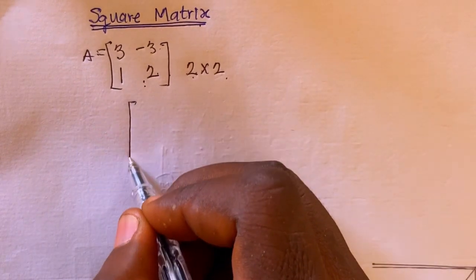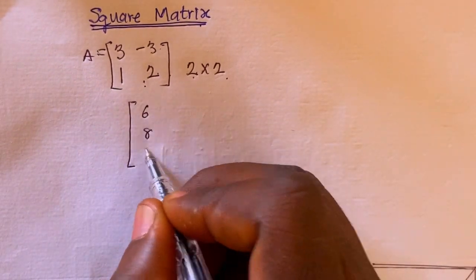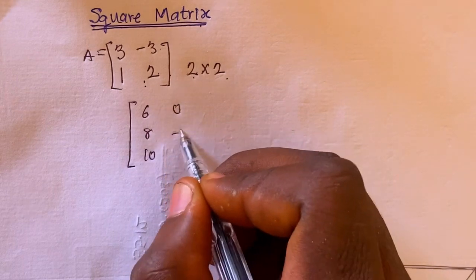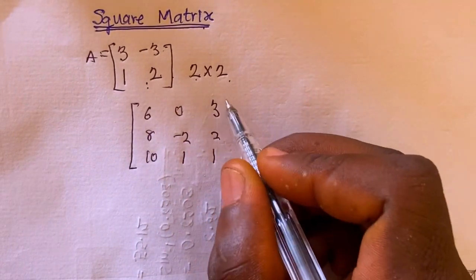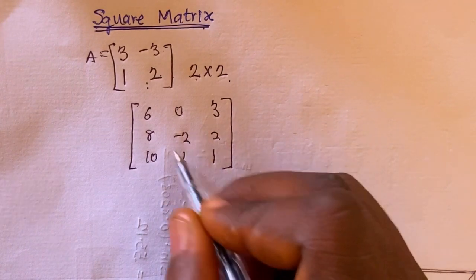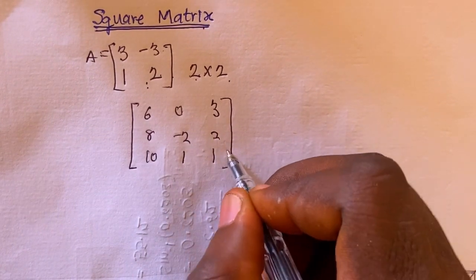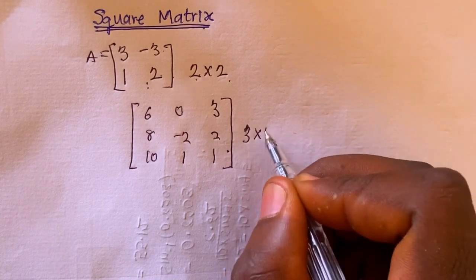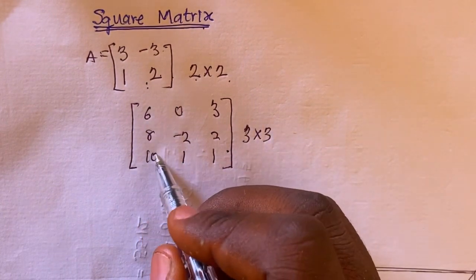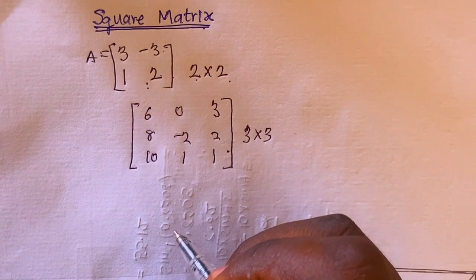Then let's say you are given 6, 8, 10, then 0, -2, and 1, then 3, 2, and 1. This is also considered a square matrix because it is of order 3 by 3. That is, it has the same number of rows and the same number of columns.